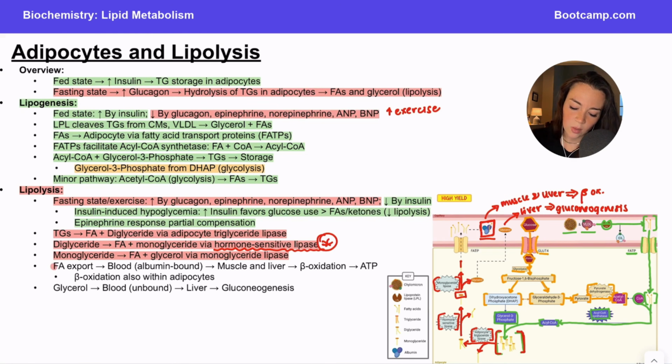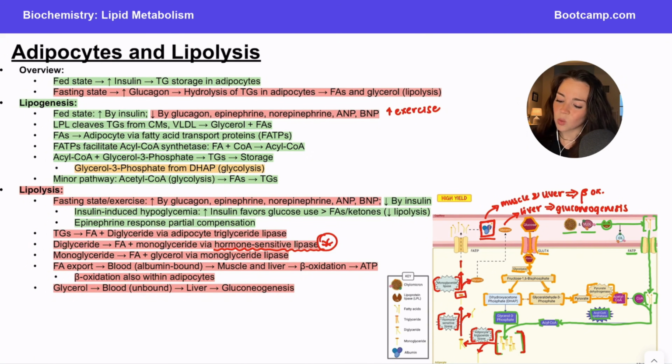The fatty acids go out into the blood, bind to albumin, head to the muscle and the liver for beta oxidation, which was that last step we needed to actually turn those free fatty acids in the blood into ATP. We said that beta oxidation could also happen within the adipocytes. And then the glycerol went into the blood, unbound to anything, didn't need any albumin, which went to the liver for gluconeogenesis, another energy source in the fasting state. So let's wrap this up.